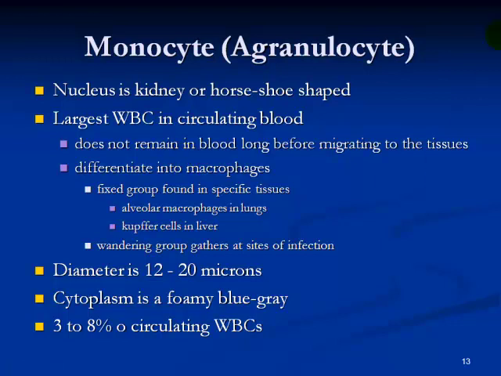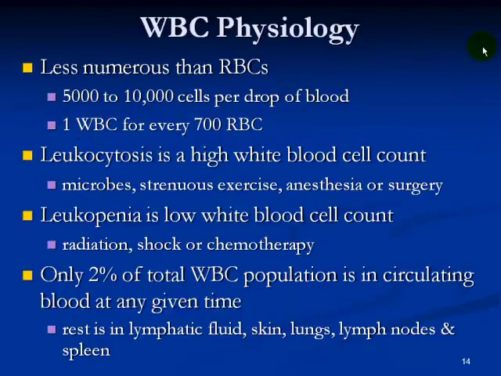And they identify with specific tissues, and these protect the tissues from invaders. They're called alveolar macrophages if they're found in the lungs, and Kupffer cells in the liver. And then there are some wandering monocytes that will move to any site of infection. And they're about 3 to 8% of circulating white blood cells.